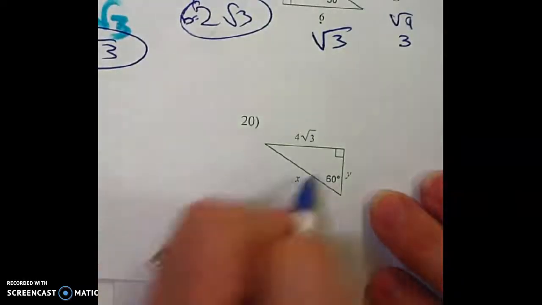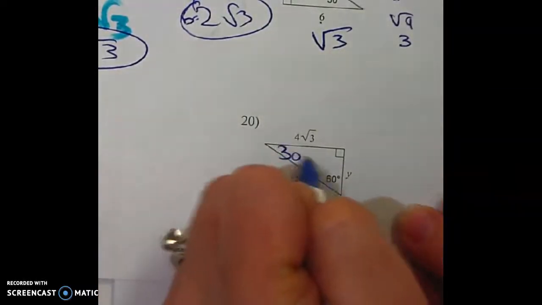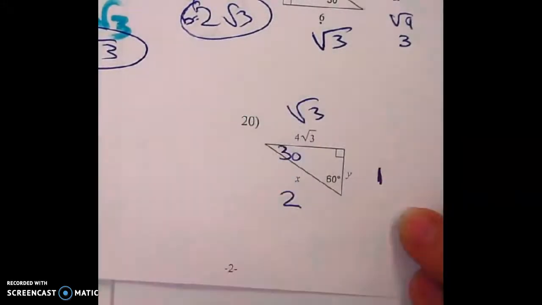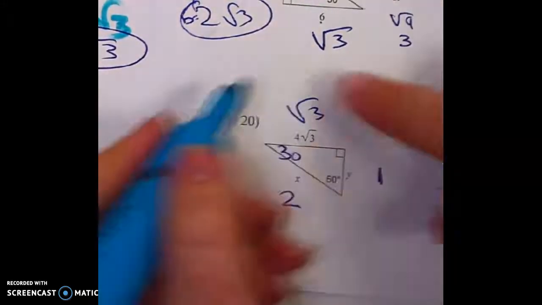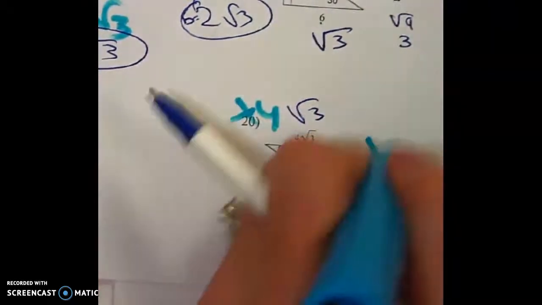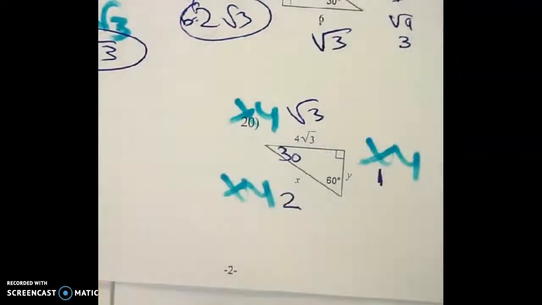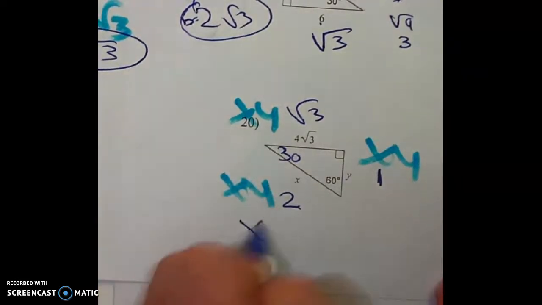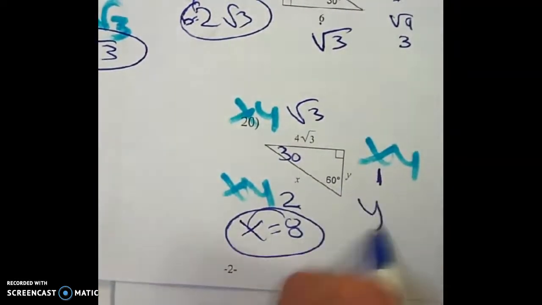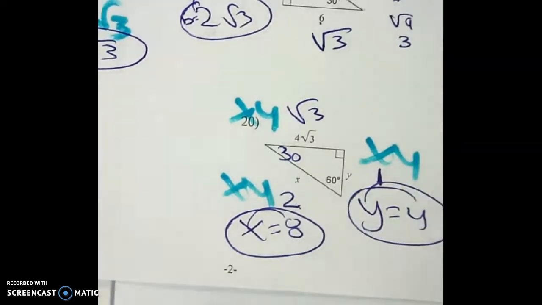Last one. That's 60. That's 30. What's across from the 30? 1. What's the long side? 2. Rad 3. Okay. This has a rad 3 and this has a rad 3. So the only thing it doesn't have is a 4. So times 4, times 4, times 4. 2 times 4 is 8. And then 1 times 4 equals 4.